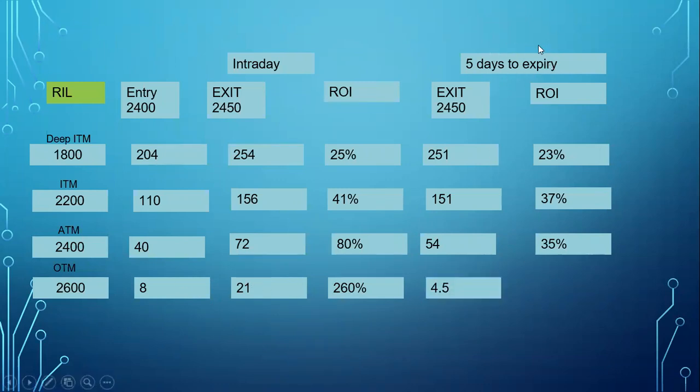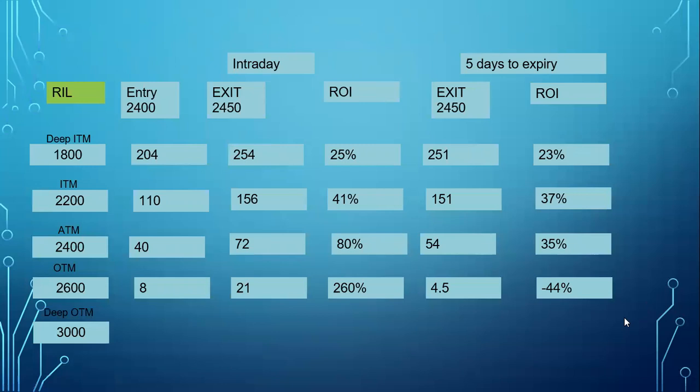But if there are 5 days left to expiry, then in spite of this movement from 2400 to 2450, since we are out of the money, we will be having a loss of 44%.